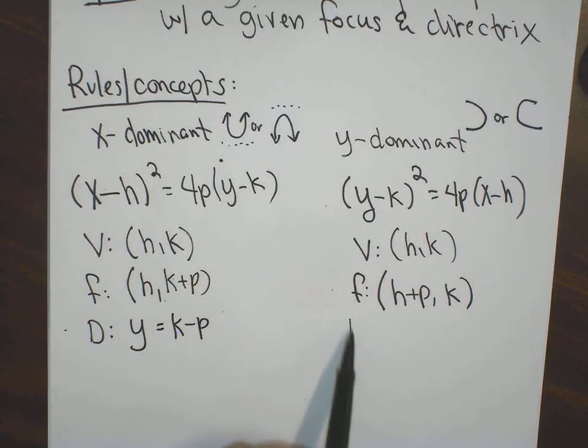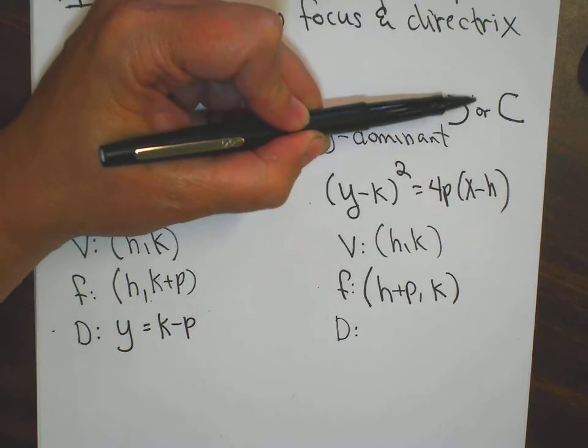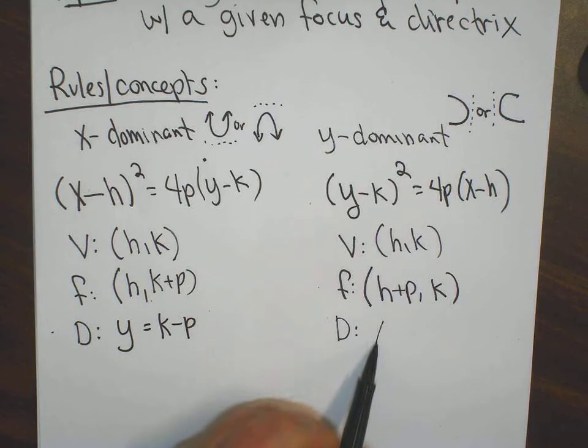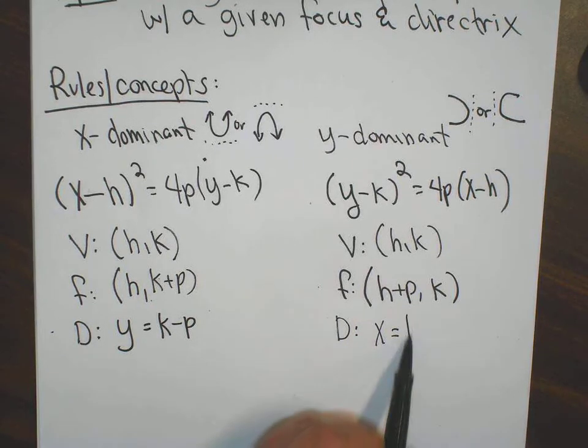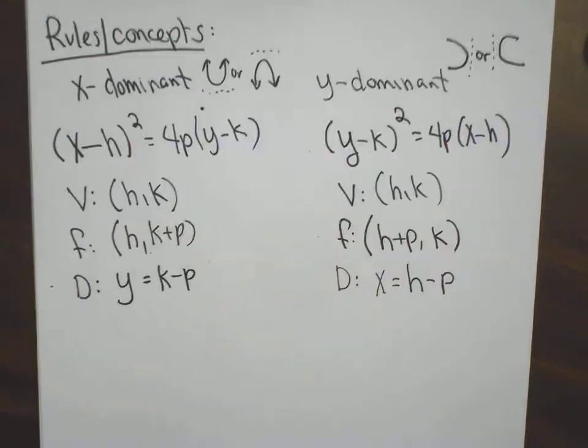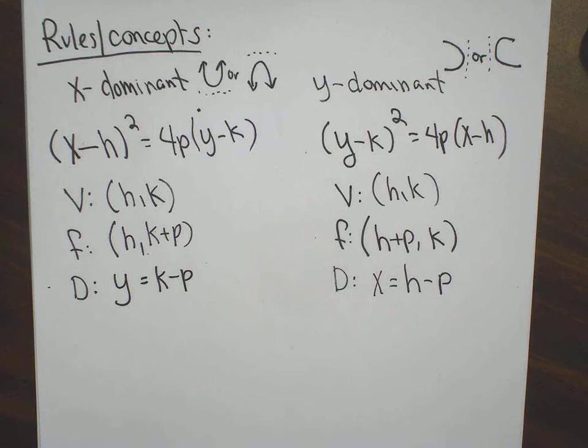And the directrix for a Y dominant, what kind of line is that going to be? A vertical line, which is an x equals something, and it will be h minus p. So none of this is new. This is what we talked about last time.